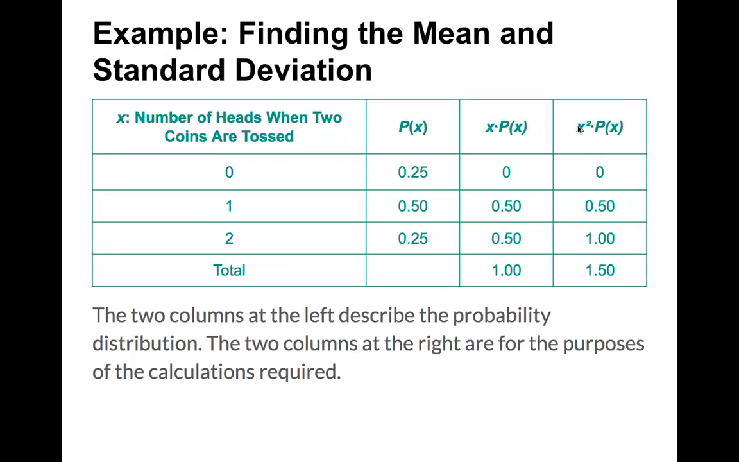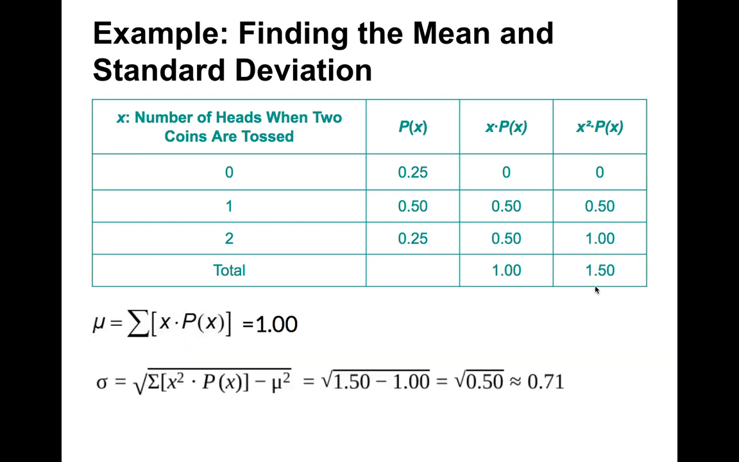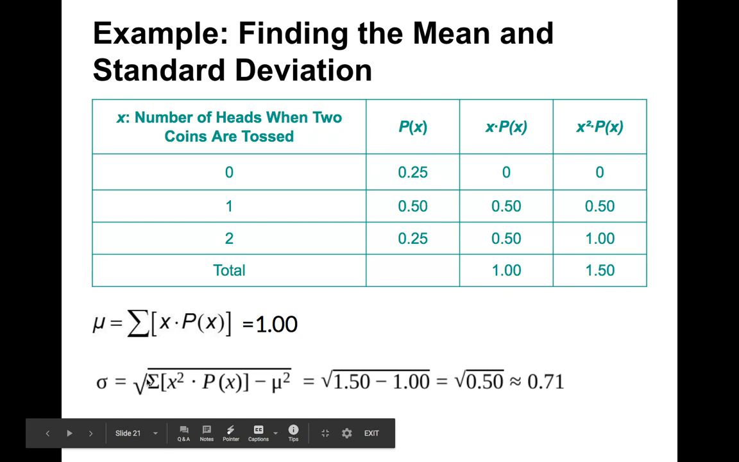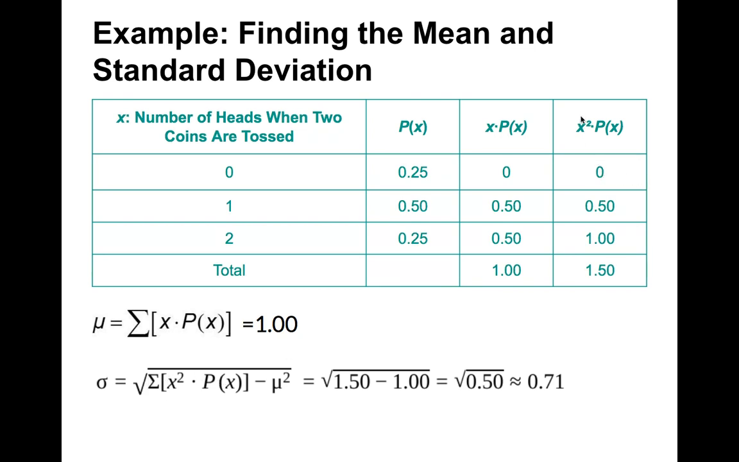Okay. So we come back over here. Now this last column is the random variable value squared times its probability. So 0 squared is 0, 0 times 0.25 is 0, 1 squared is 1 times 0.5, not 0.25, is 0.5. And 2 squared is 4, 4 times 0.25 is 1. So we add those together, we get 1.5. Awesome, right? So very simply, our mean is 1. We're done.